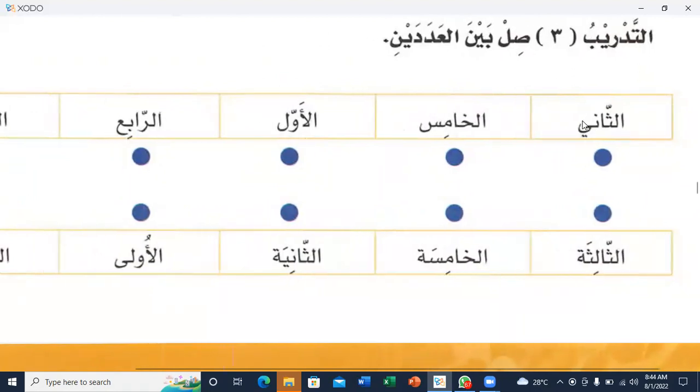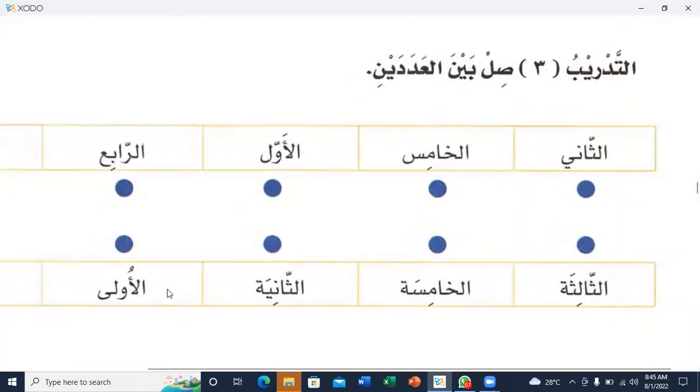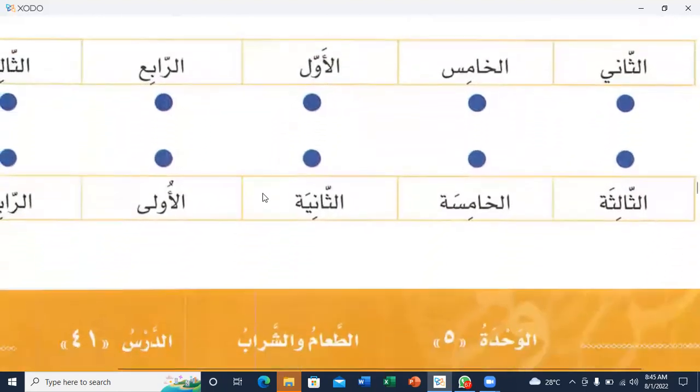Al-Thani means second. But this is a masculine word. Okay? This is used for muzakkar nouns. And Al-Thaniya is used for feminine, muannas. Al-Awwal is used for muzakkar, and Al-Ula is used for muannas. Like Ad-Darajatul Ula, first class. Got it?